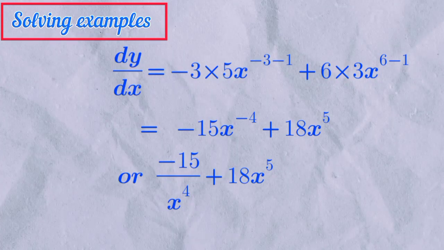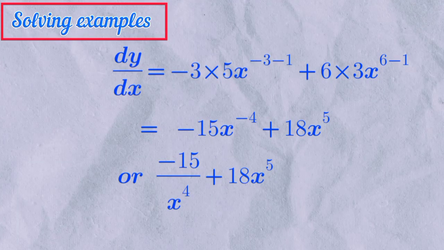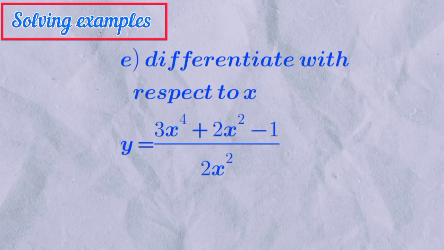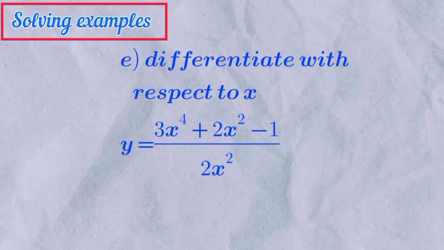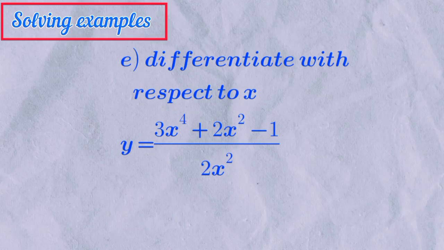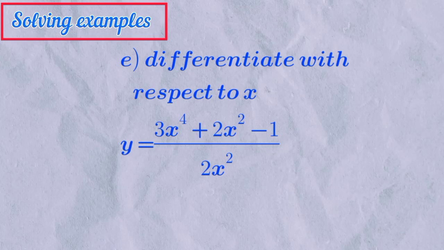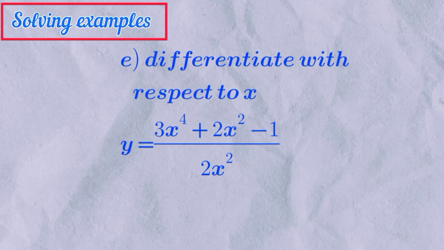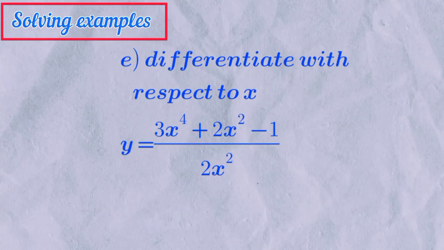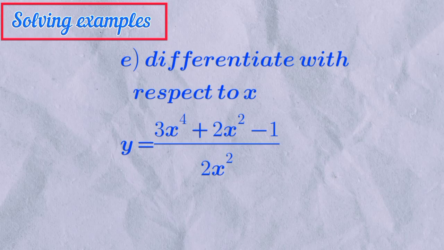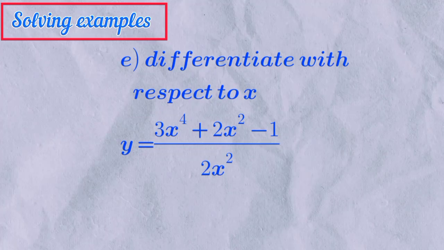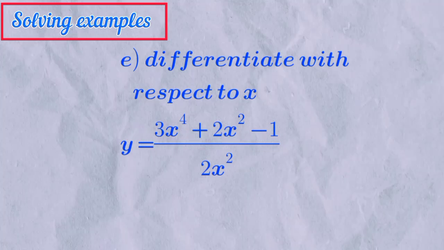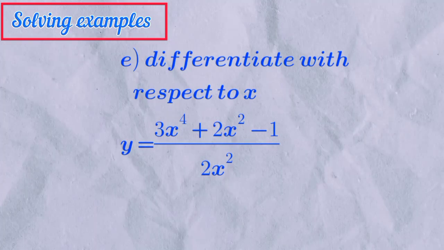Now let's go ahead and solve this example. It says differentiate with respect to x. y equals 3x raised to the power of 4 plus 2x raised to the power of 2 minus 1, all divided by 2x raised to the power of 2. Now you can go ahead and pause this video and try solving this question. If you have watched this video to this level, then obviously you should know how to solve this. It might be kind of challenging, but you should know how to solve this. Now obviously let me try solving it.